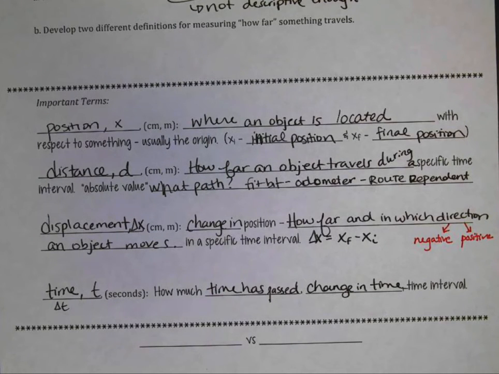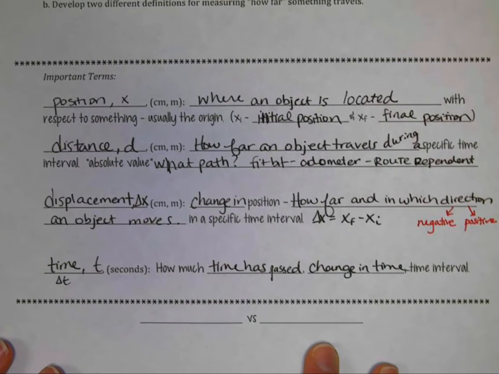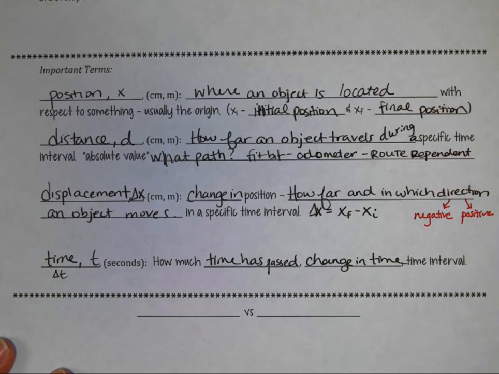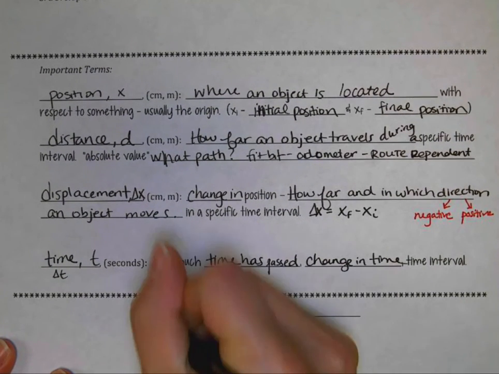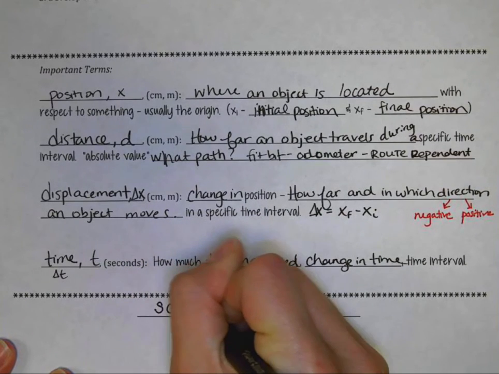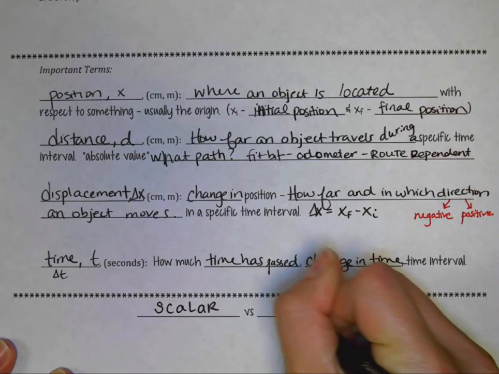The two terms we also talked about were those general terms that describe quantities. So we have either a scalar or a vector.